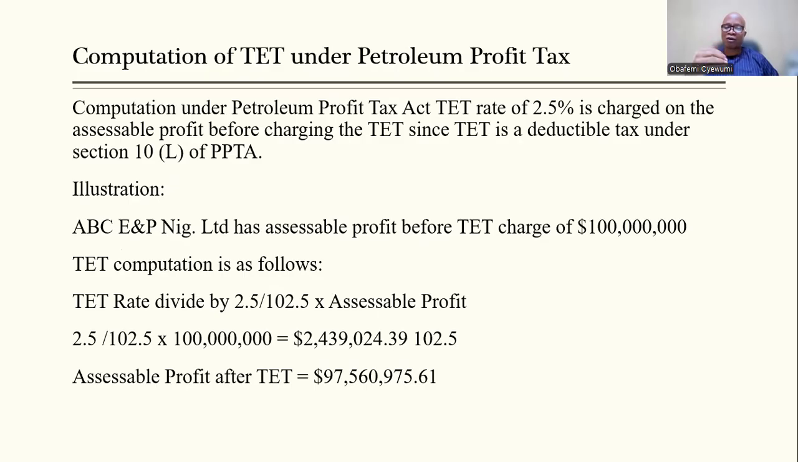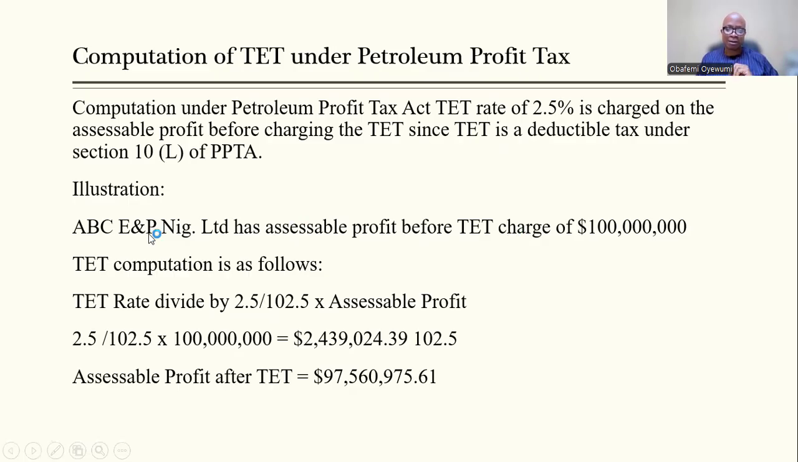Now, for the purpose of the Petroleum Profit Tax Act, the rate of 2.5% is charged on accessible profit before charging the tax. So that means the way of computing the tax is different from that of companies. So what do you do here? Tax rate divided by the tax rate plus 100%, and then multiply by the amount. Let's look at this example.